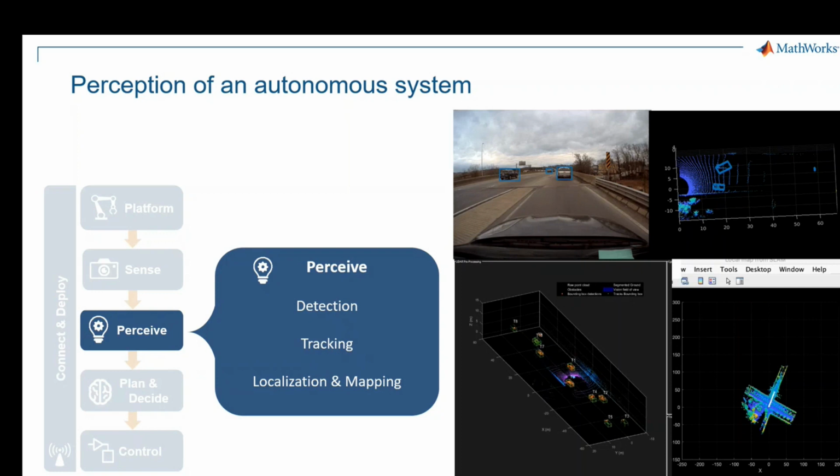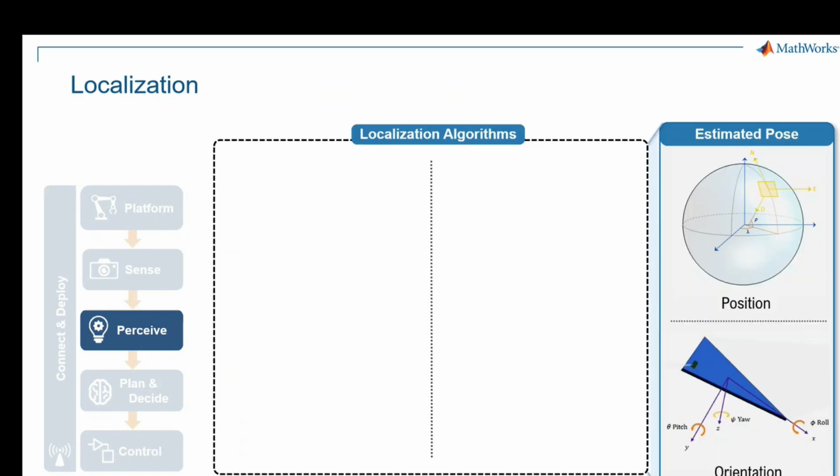Now let's move to the last stage of the perception, which is localization and mapping. So localizing an autonomous system usually means estimating its pose, which is composed of a position, X, Y, Z, and also an orientation. There are different types of algorithms for localization.